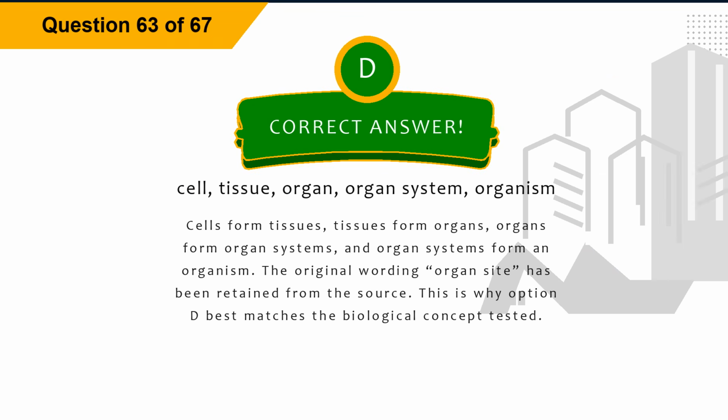The correct answer is option D, cell, tissue, organ, organ system, organism. Explanation: cells form tissues, tissues form organs, organs form organ systems, and organ systems form an organism. The original wording has been retained from the source. This is why option D best matches the biological concept tested.